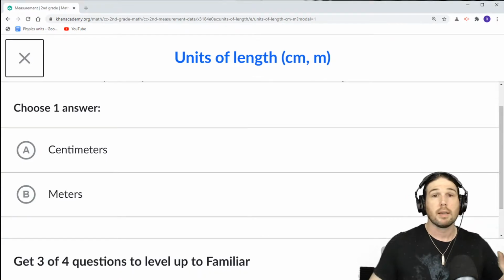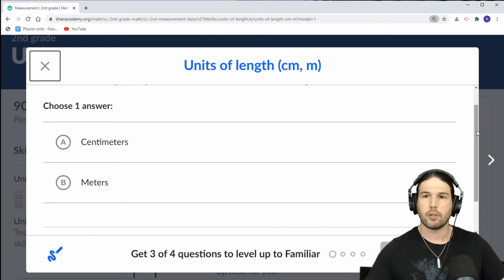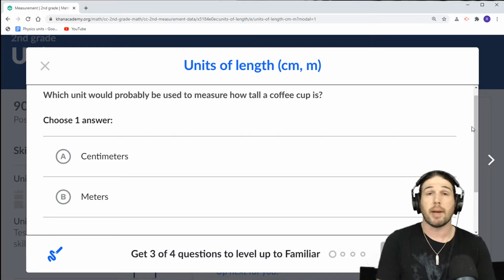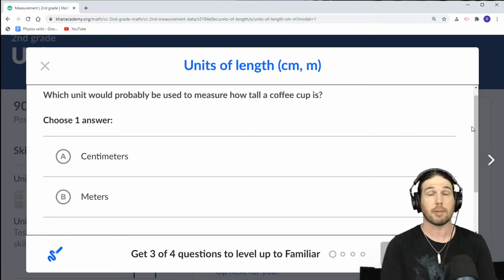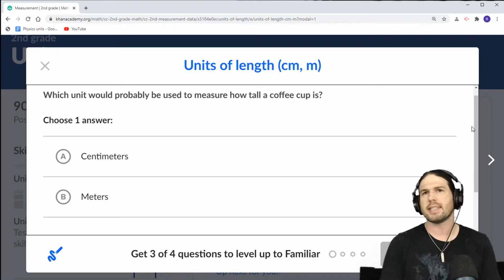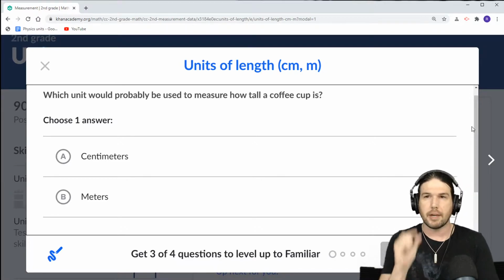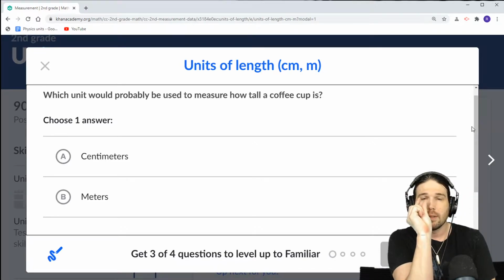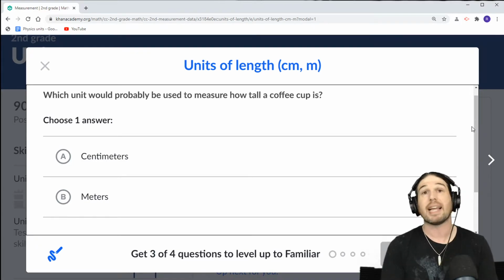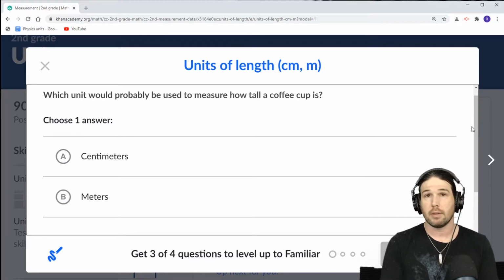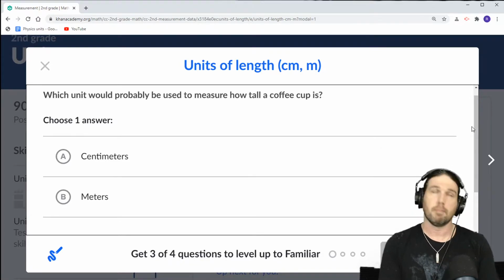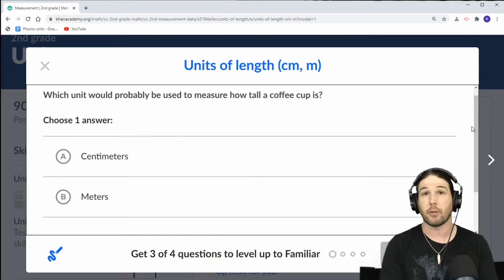Now, the question is, which of these units would probably be used to measure how tall a coffee cup is? Now, normally I have a coffee cup on me at all times, but in this case I actually did my dishes, so they're all put away at the moment. But I will say that the difference between a centimeter and a meter is that a centimeter is about that much. It's a little bit less than 1/3 of an inch, somewhere between 1/3 and 1/4 of an inch. And a meter is 3 feet 3 inches. Approximately. It's pretty close to 3 feet 3 inches.